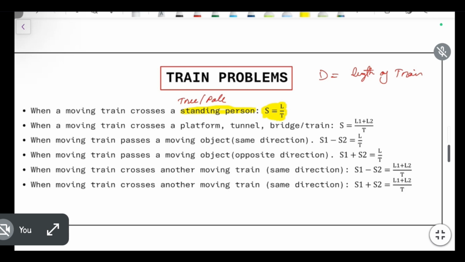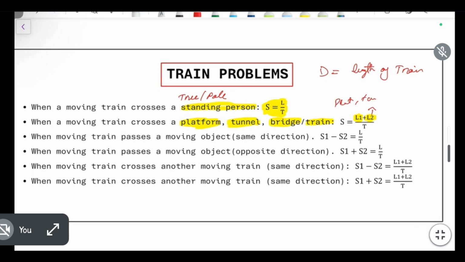But if in the question a moving train crosses a platform or a tunnel or a bridge or another train, in that case the distance will be the length of the first train plus the length of the second train or the length of the platform. So this L2 will be a platform, or it can be a tunnel, a bridge, or another train as well. Always remember that. The first one, L1, is the length of the first train, and L2 can be the length of the platform, the tunnel, the bridge, or another train.